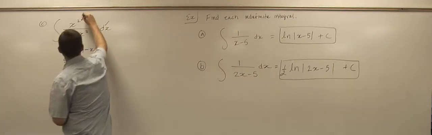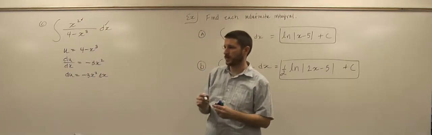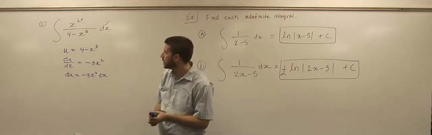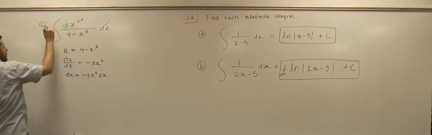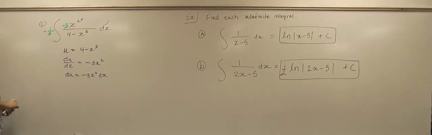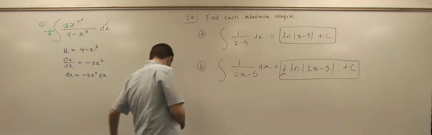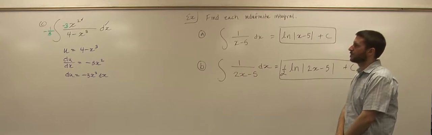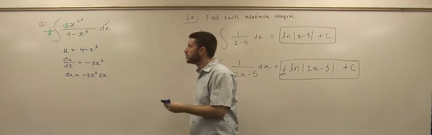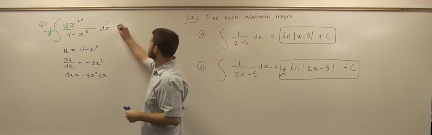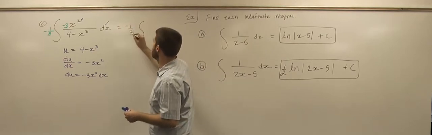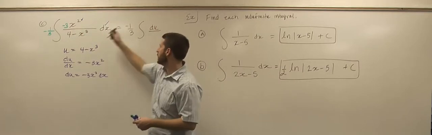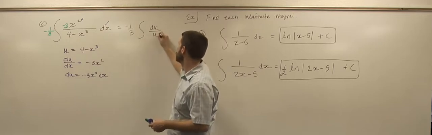I have the x squared, I have the dx. I don't have the negative 3, so I put it in. Negative 3 up top, negative 1/3 out front. Now we have to convert to u's so we can do the integral. This will end up being negative 1/3 integral of the whole top is du, and the whole bottom is u.